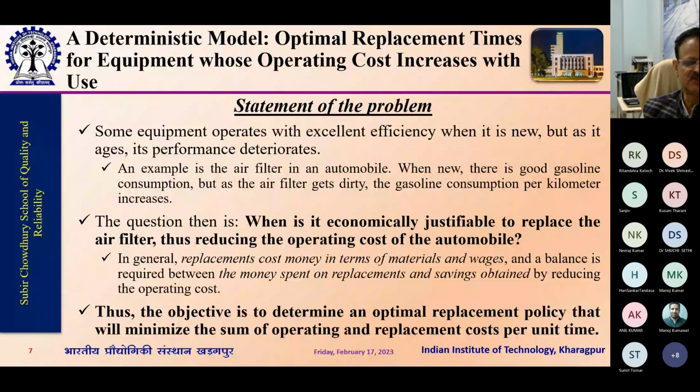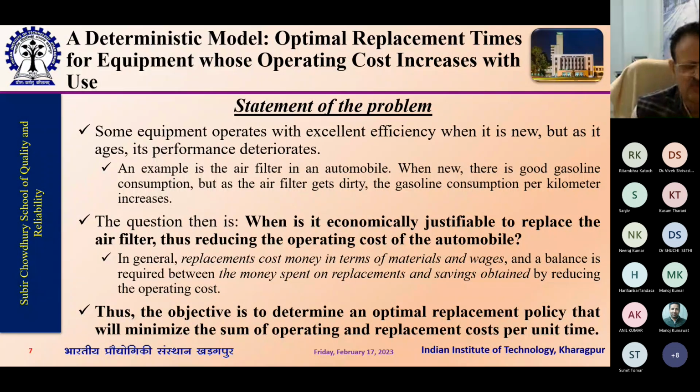So our variable becomes the time. The objective becomes to determine an optimal replacement policy that will minimize the sum of the operating and replacement cost per unit time. Most of the time we assume that they are to be operated for a long period of time, and sometimes it becomes easier to model them on a per unit time basis rather than over a finite time horizon.